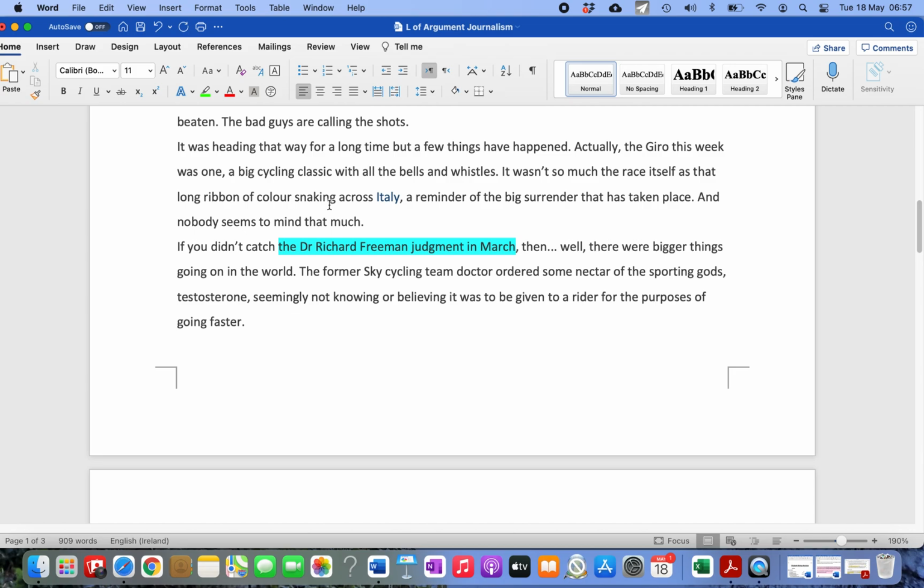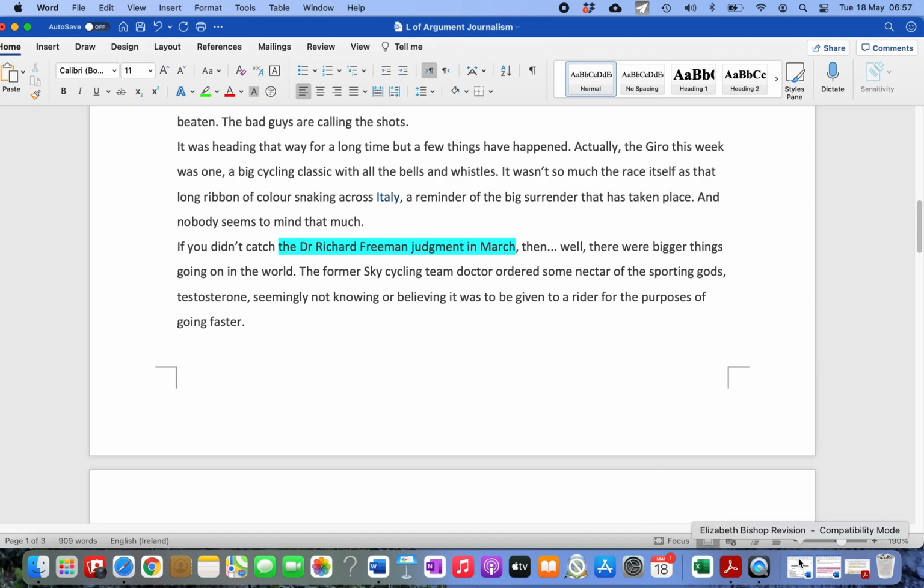And actually, he uses quite a lot of imagery in the piece, but we'll come to that in a second. But just look at the language here. We'll pick this paragraph randomly. It was heading that way for a long time, but a few things have happened. Actually, the Giro, it's a big cycle race in Italy, this week was won, a big cycling classic with all the bells and whistles. It wasn't so much the race itself as that long ribbon of colour snaking across Italy, a reminder of the big surrender that has taken place. And nobody seems to mind that much.